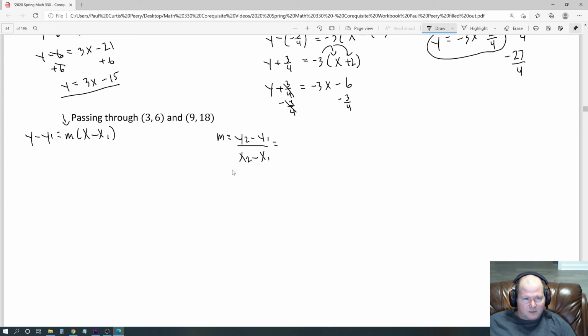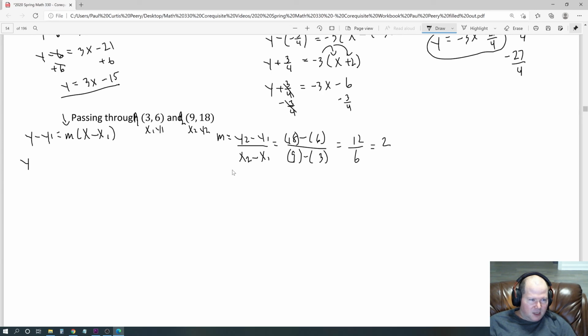So let's plug it in. If we label this as point 1, that would be x1, that would be y1, and this would be point 2, x2, y2. And right here we would say that y2 is 18. We would say y1 is 6. We would say x2 is 9. We would say x1 is 3. And that would give me a 12 over a 6. 12 divided by 6 is a 2, or positive 2 right there.